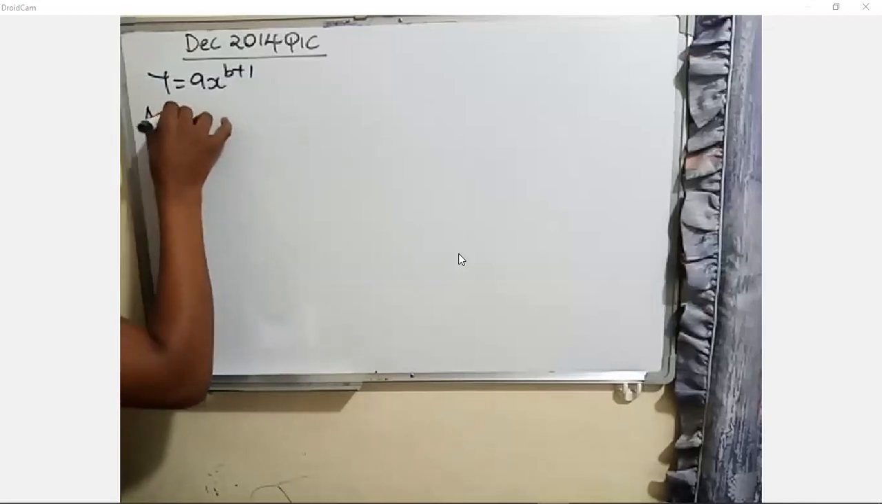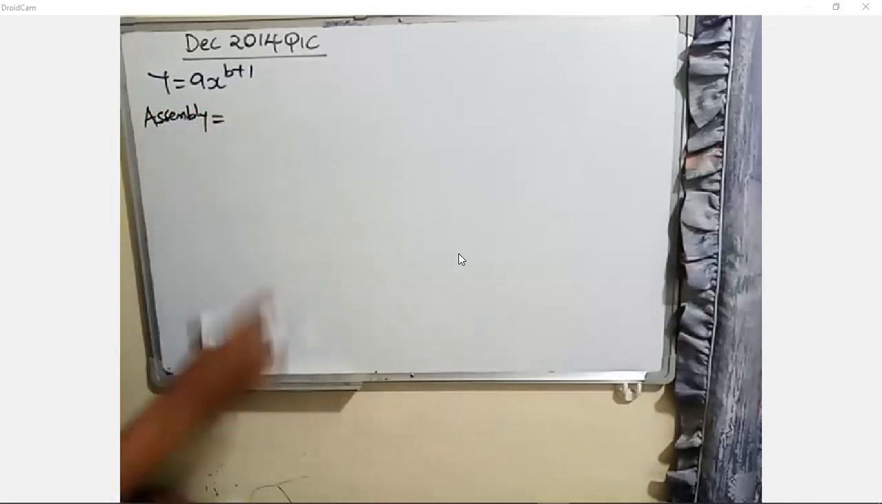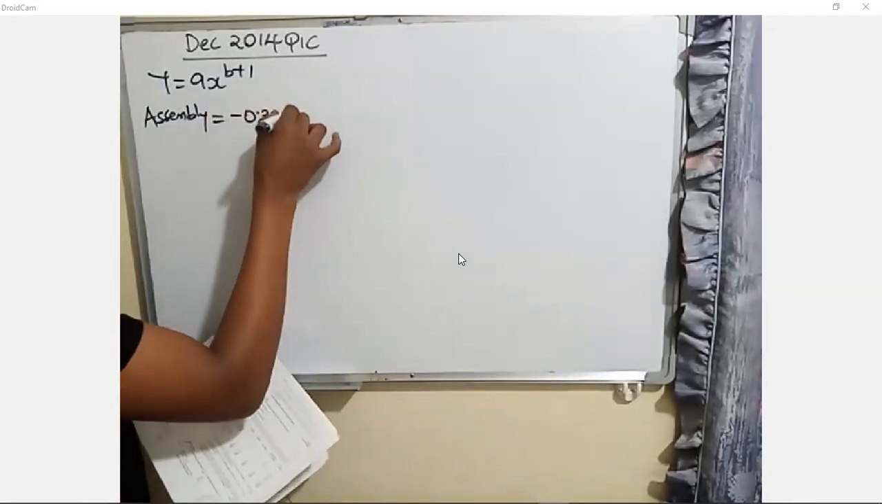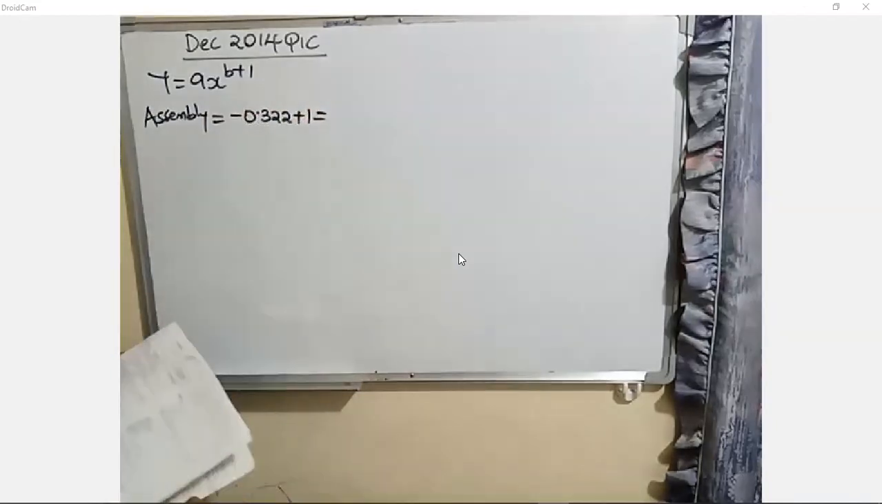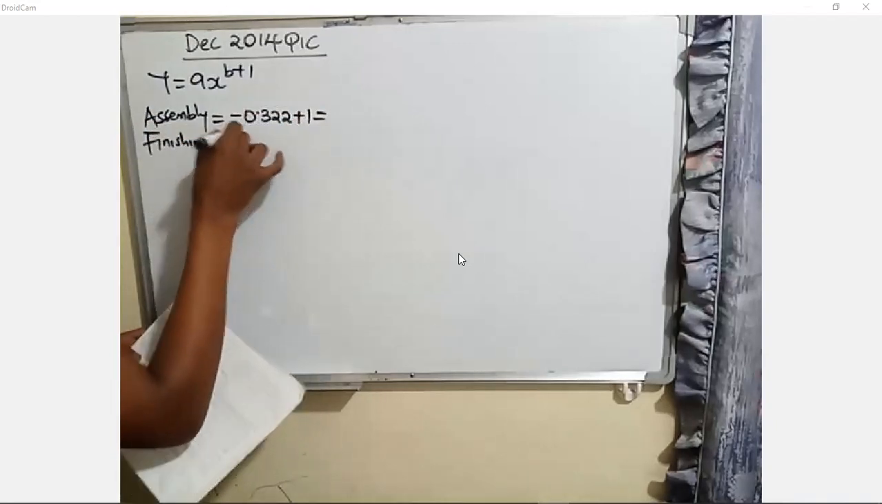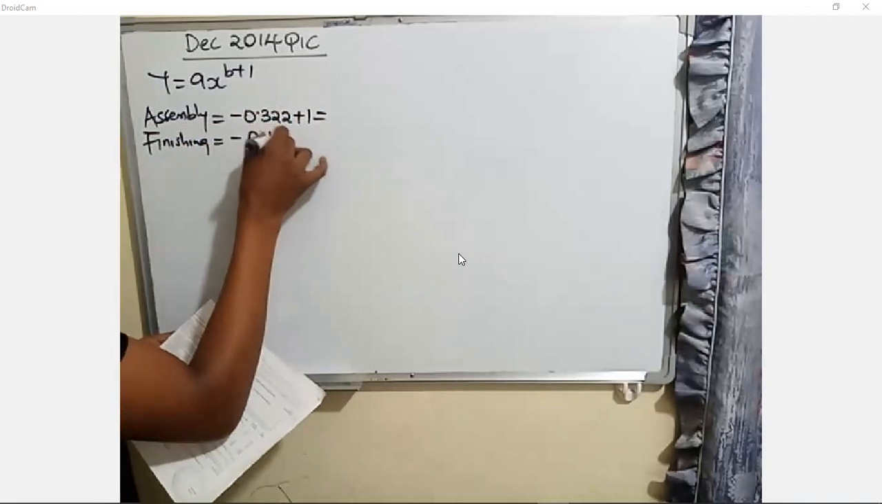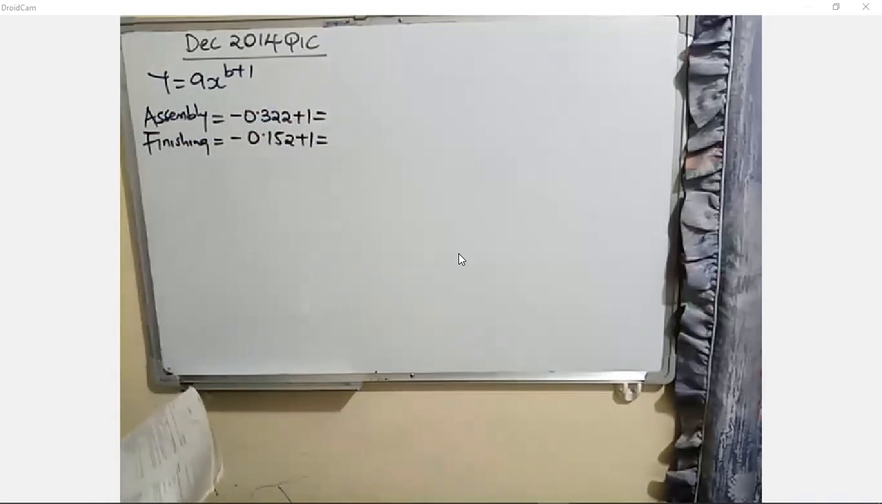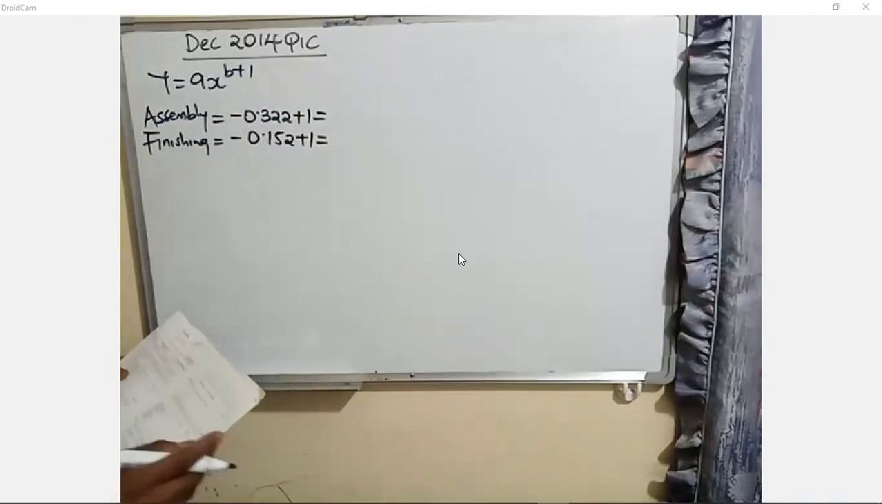So that is the first thing that I can do. For assembly, I take the learning index which I'm being given, negative 0.322, plus 1. Then for finishing, I take negative 0.152 plus 1. How much are we getting there? 0.678 for assembly.